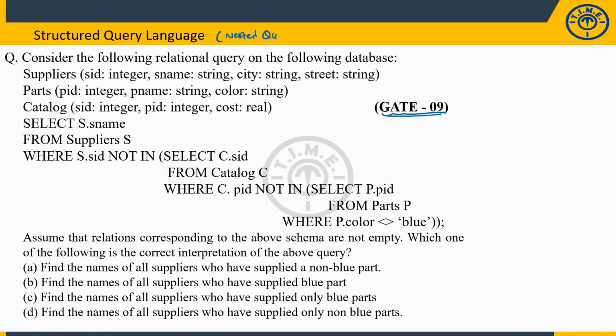What is a nested query? A query within another query. The inner query is evaluated first and the result is given to the outer query, right? Will you try this question? After that, I will explain. Just try to understand. It is a question from GATE 2009.